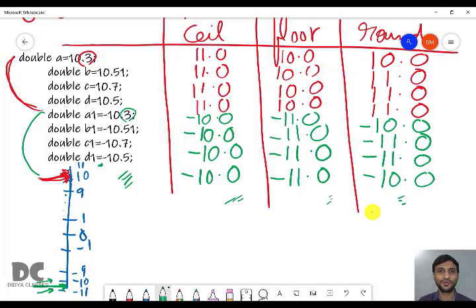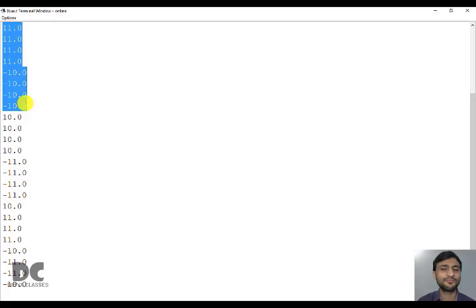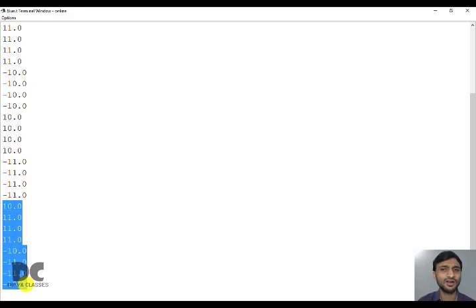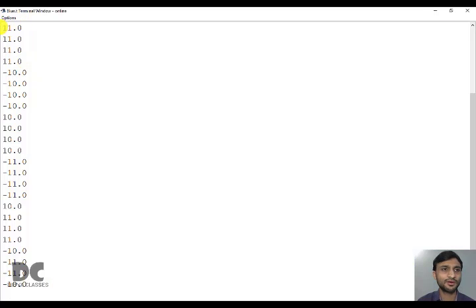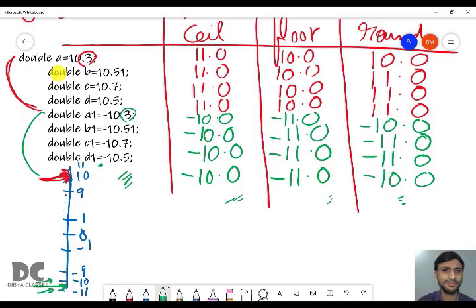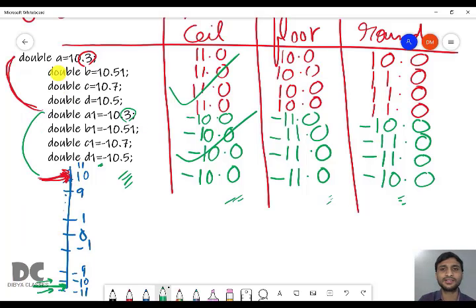Okay, now we'll check the output. So you can check the output here. You can see this part. This is the part for Math.ceil, this is the part for Math.floor, and this is the answer for Math.round. So for Math.ceil, we have 11, 11, 11, 11 four times, correct, and then minus 10 four times. Means our answer is perfectly correct. We have solved it correctly.